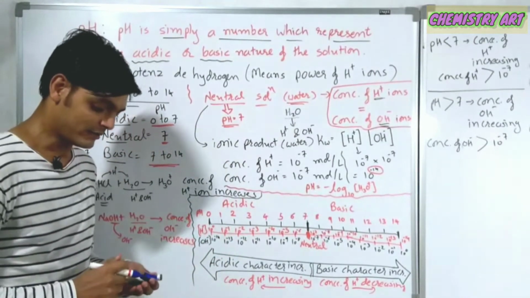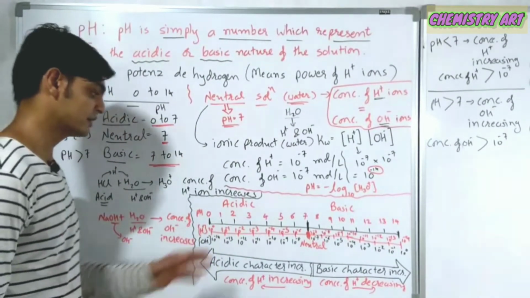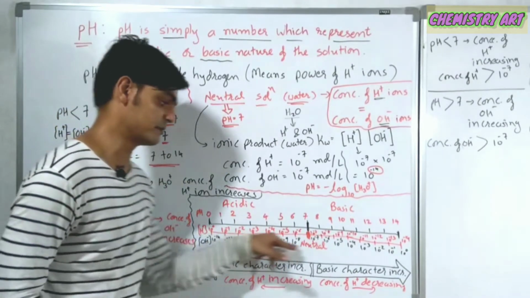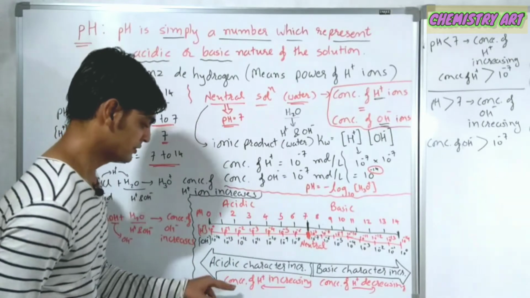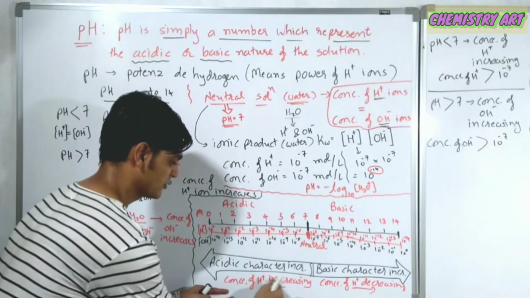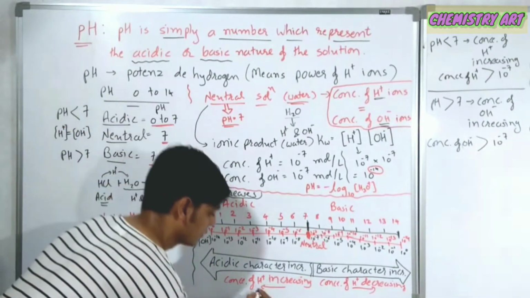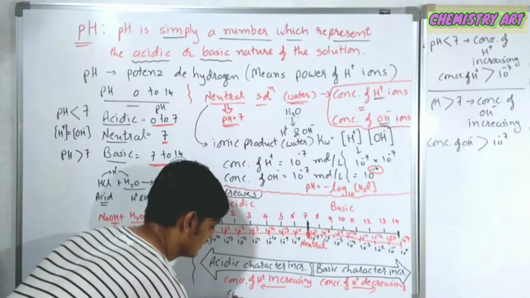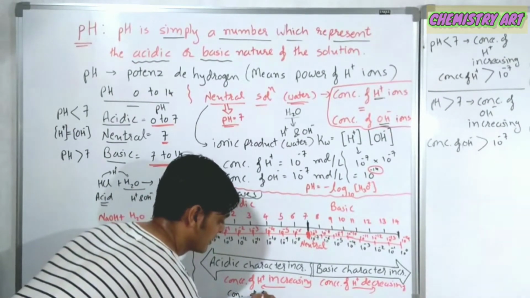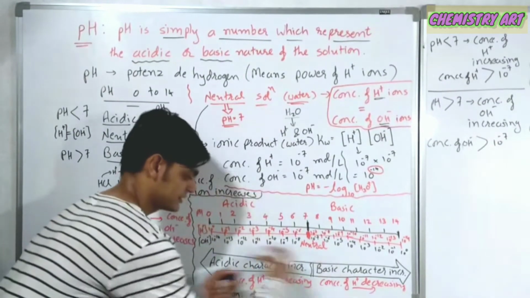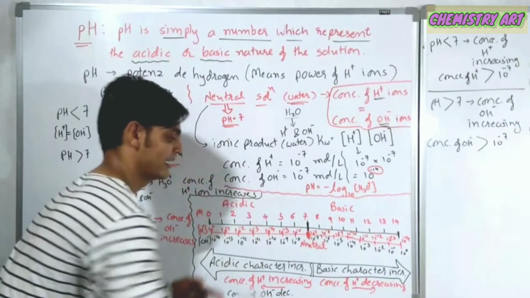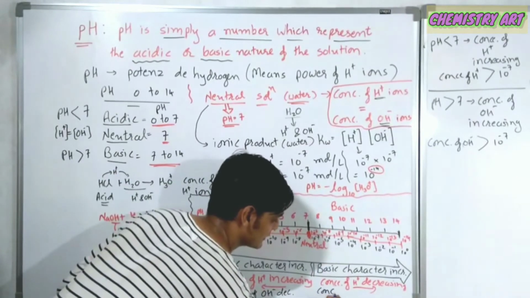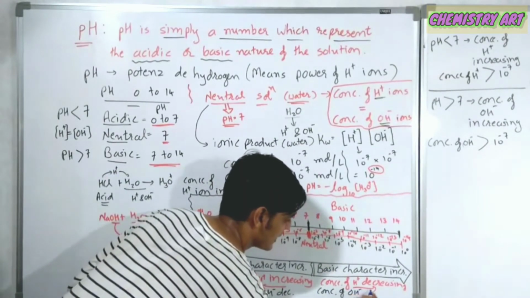Are you getting my point? Here I have shown the concentration of OH minus in black and the concentration of H plus in red. Just like that, on this side the concentration of H plus is increasing, but the concentration of OH minus decreases, and on that side the concentration of OH minus increases.